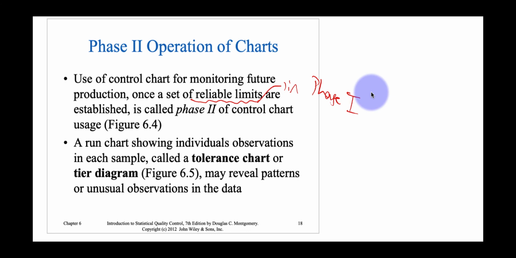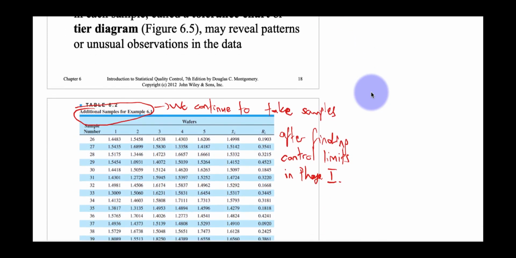As you remember from the last lecture, even if we do not have any out-of-control point, it doesn't mean that the process is in control, because there are some patterns we can see, and these patterns are non-random. These non-random patterns also give some signals about the process, that the process is not in control, even if we do not have any out-of-control point. Okay, so to detect these patterns, we can use the tolerance chart diagram.